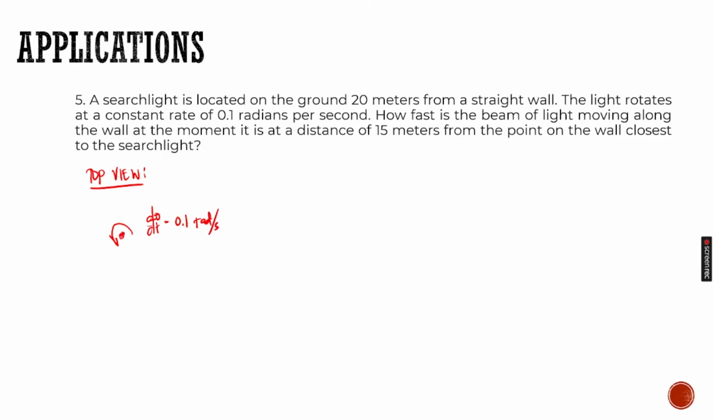So our searchlight's distance from a straight wall is 20 meters. So this is the straight wall. Same as before, the beam of light goes like this. While it rotates, the question is: how fast is the distance x, or how fast is the beam of light moving along this wall, at the moment it is at a distance of 15 meters from the point on the wall closest to the searchlight.